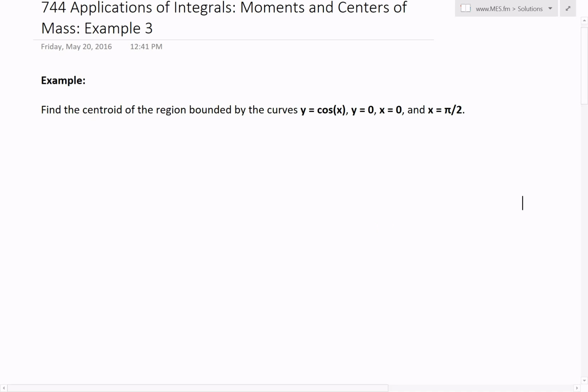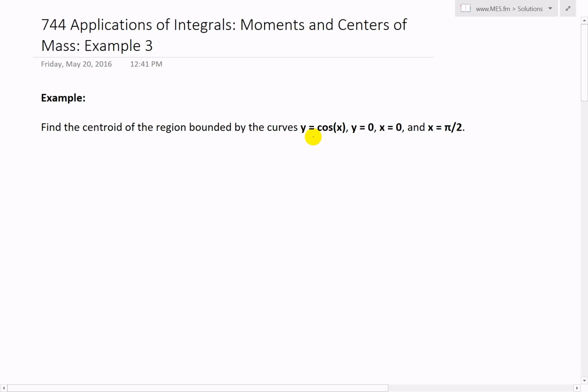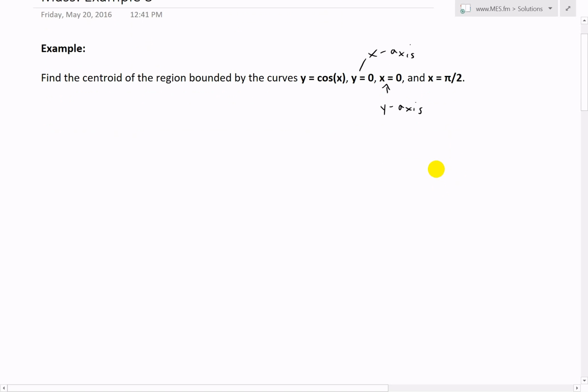Now quite simply what this means is, we have to graph this y equals cosine of x function, but this y equals 0, that's just the x-axis. That's whenever y is 0, everything just lies on the x-axis, and this x equals 0 is the y-axis, and this x equals pi over 2 is just a vertical line where x is pi over 2. So let's just draw this out.